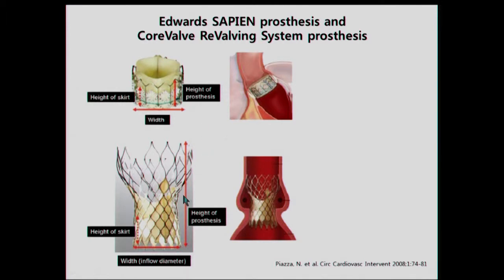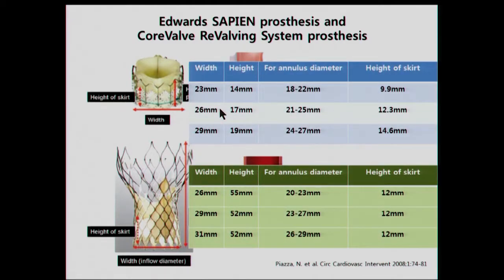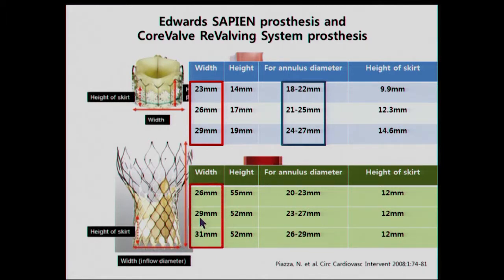SAPIEN's Medtronic CoreValve. They are highly different in design, size, and deployment mechanisms. The SAPIEN valve is expanded by balloon force. The CoreValve is self-expanding. The SAPIEN valve comes in sizes of 23, 26, and 29, and the recommended annulus dimensions are as marked here. CoreValves come in sizes of 26, 29, and 31. The recommended annulus sizes are like this.